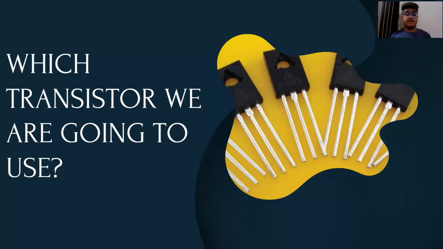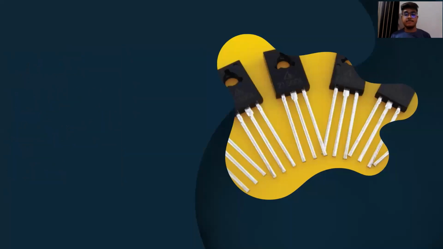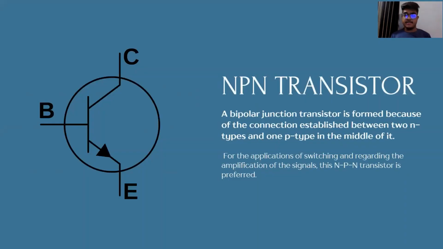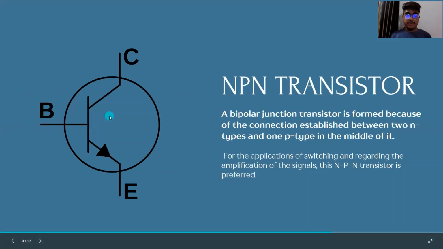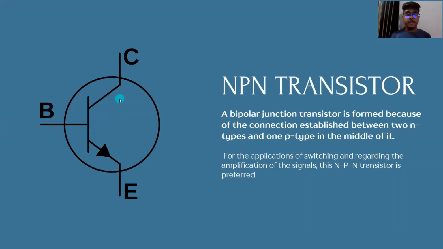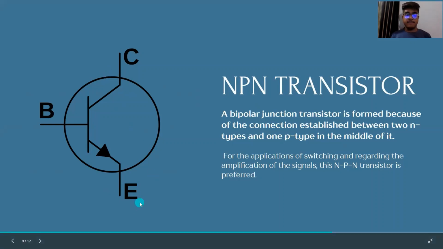So which transistor are we going to use? We are going to use an NPN transistor. A bipolar junction transistor is formed by the connection established between two N types and one P type in the middle of it. So this is the symbol of the NPN transistor. The upper part is called the collector terminal, the lower part is called the emitter terminal, and the center part is called the base.